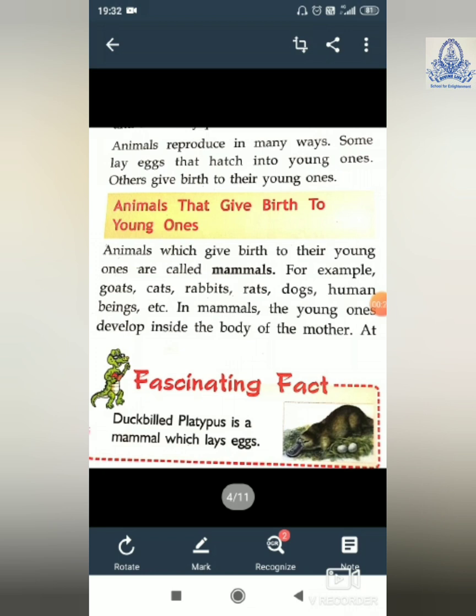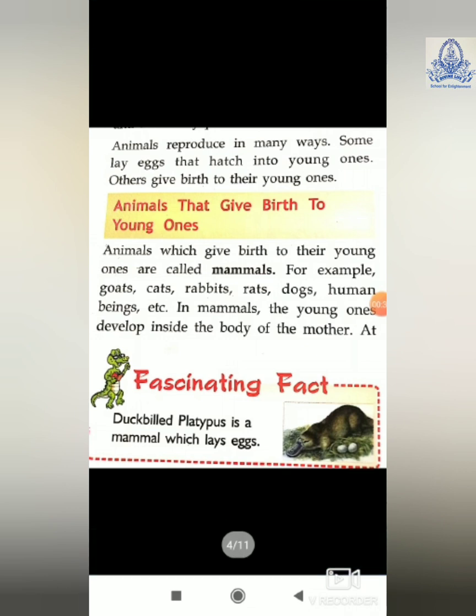That means the young one develops inside the body of the female animal. All females are able to give birth to young ones, and the child develops inside the body of the mother.